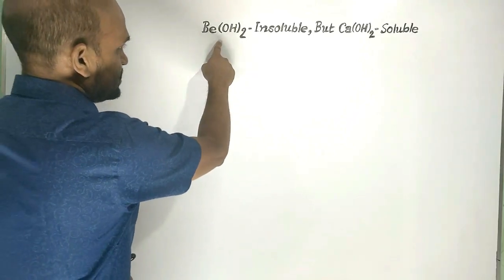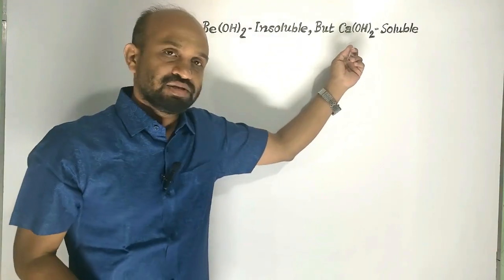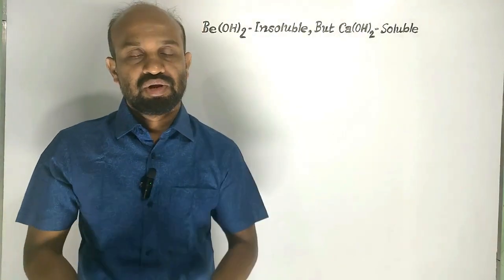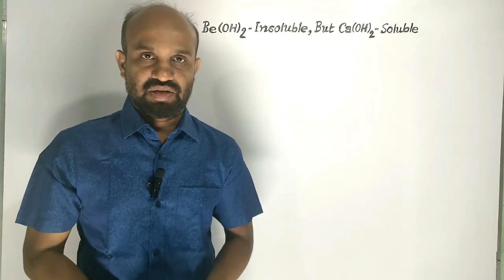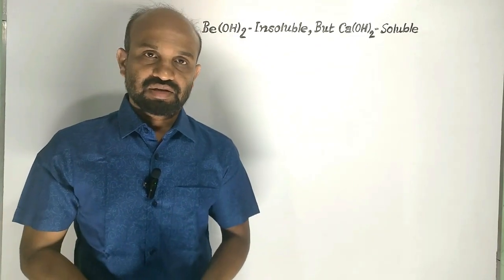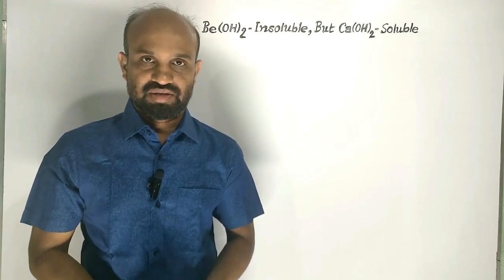Beryllium hydroxide is insoluble in water, but calcium hydroxide is soluble in water. But why? Let us see the matter in detail. Before this, let us try to know what are lattice energy and hydration energy.